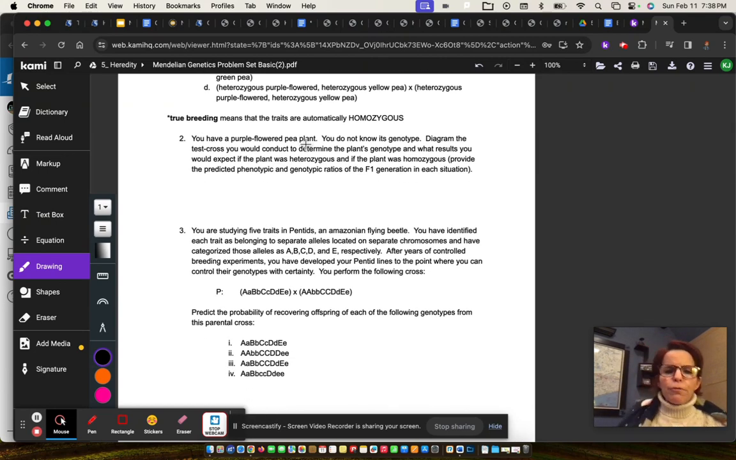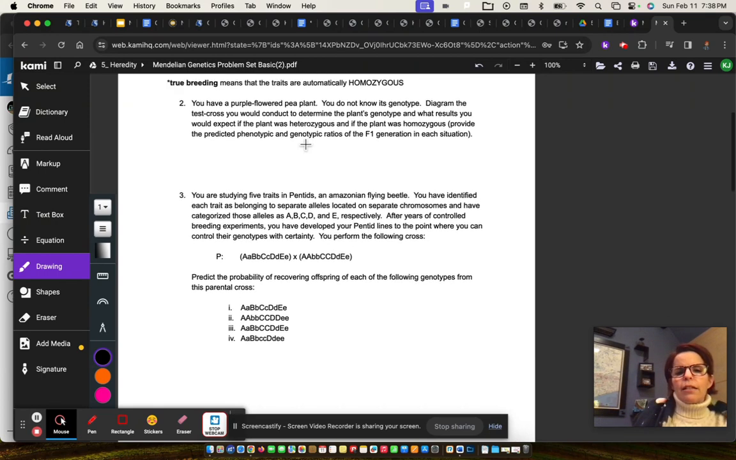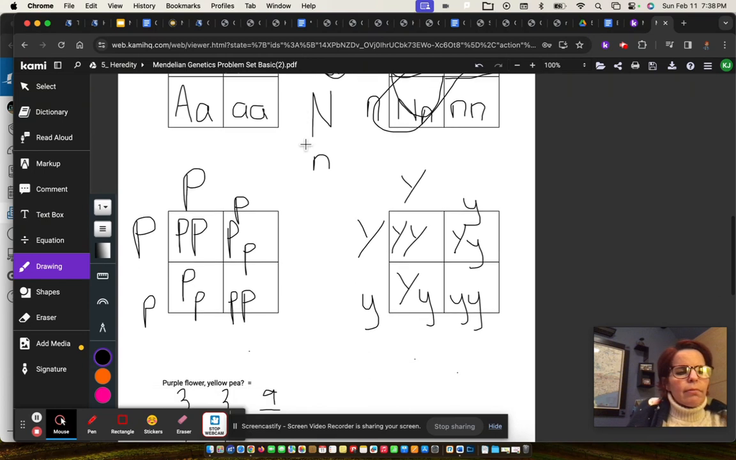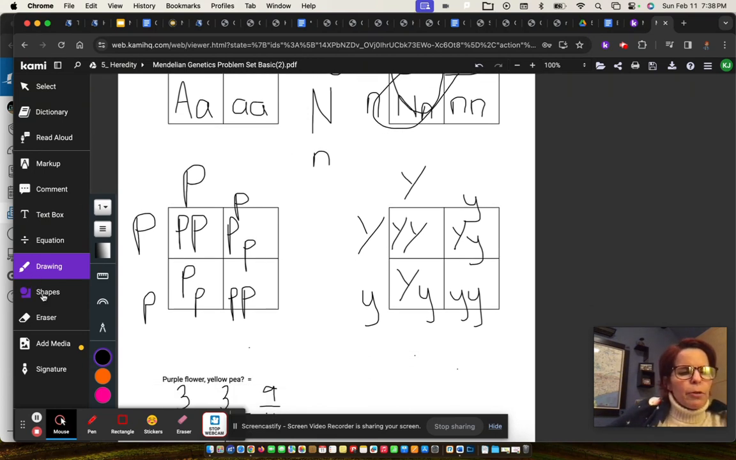Let's look at number 2. You have a purple flowered pea plant. You do not know its genotype. Diagram the test cross you would conduct to determine the plant's genotype and what results you would expect if the plant was heterozygous and if the plant was homozygous. Okay, purple flowered plant. So watch what we would do here. Let me do some quick erasing.